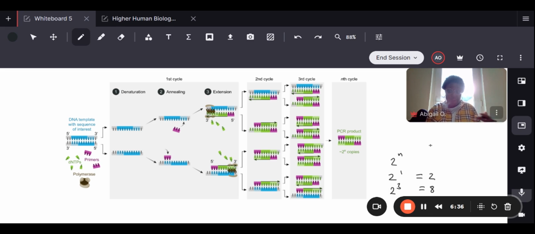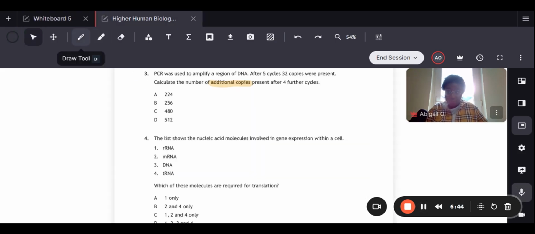Now that's helpful because as we look at this question, it's going to give us a shortcut in figuring out how many copies we're actually going to get. So for this question here, we're going to say that after 5 cycles, 32 copies were present, which means 2 to the power of 5 is 32, which is great. Now, we're going to calculate the number of additional copies. The thing is, that means we're doing 9 cycles of PCR in total. If we do 2 to the power of 9, we'll get an answer of 512 copies.